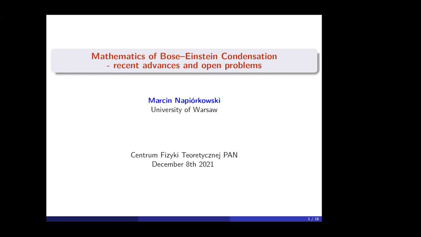So Marcin did his PhD in 2014 at the Faculty of Physics. Then for the next 2 years, he was a postdoc at the Institute of Science and Technology in Vienna. And in 2016, he came back to Poland, to Warsaw, and he's currently an assistant professor at the Faculty of Physics, the University of Warsaw.